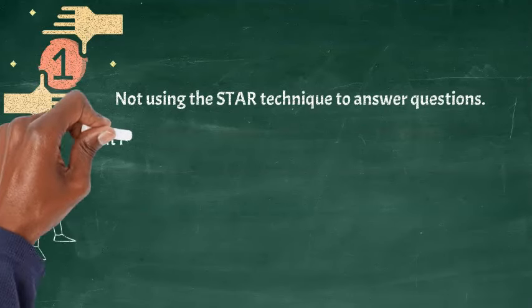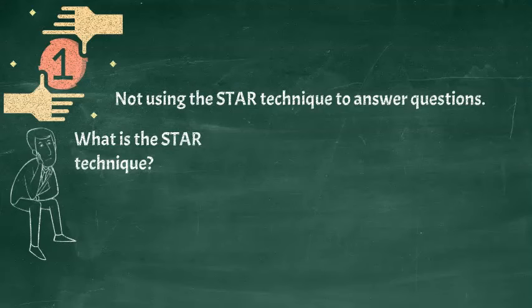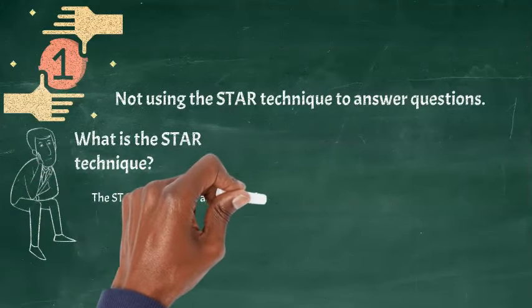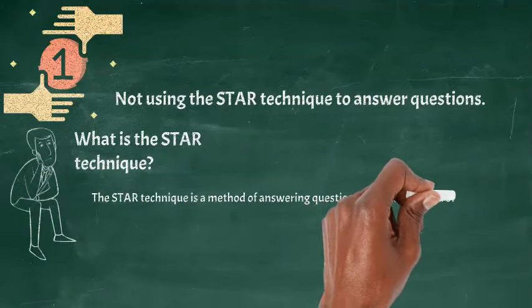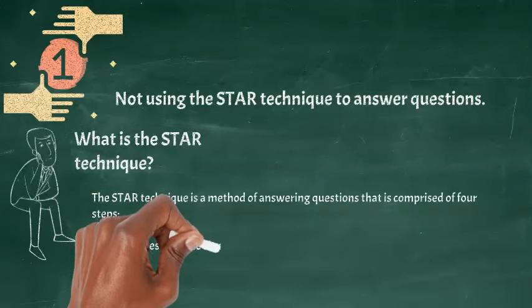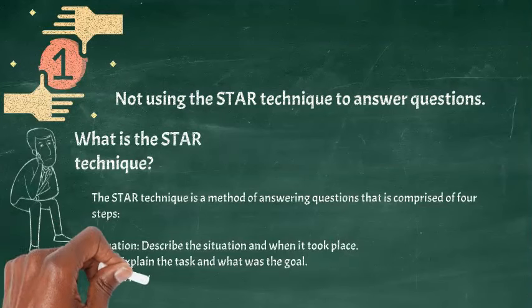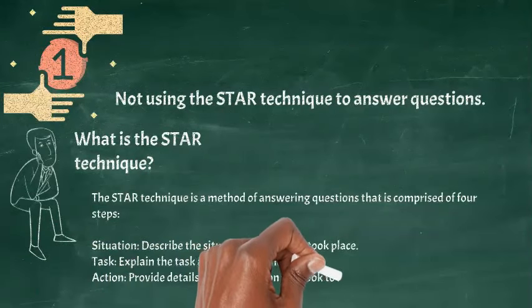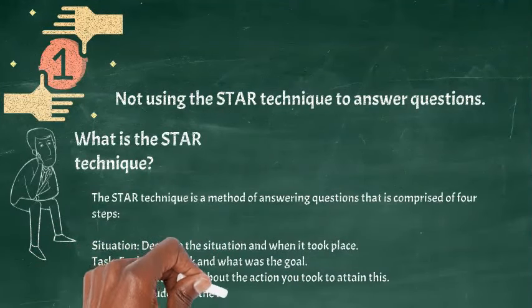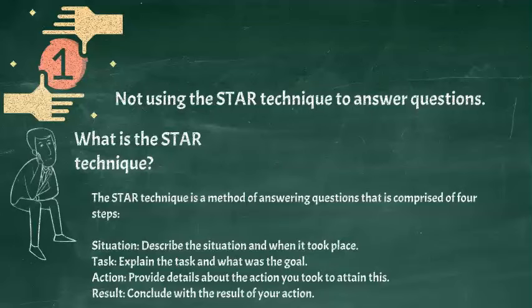The STAR technique is basically a method of answering questions that is comprised of 4 steps. It's an acronym and it means situation, task, action, and results. So for any question that is posed to you, take for example, if I ask you, tell us about your most recent role as a business analyst and what you actually did, you have to construct and answer it in this format. So you describe the situation.